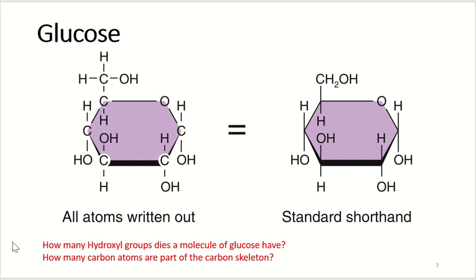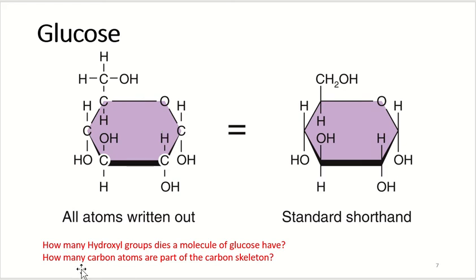So we want to look at how many hydroxyls a molecule of glucose has, so we can count them, all right? So we can go 1, 2, 3, 4, 5. Unless I'm missing some, 1, 2, 3, 4, 5. Yeah, so this molecule of glucose is going to have 5 hydroxyl groups, all right?